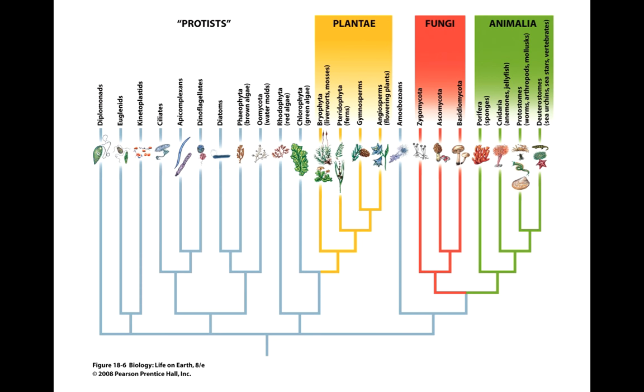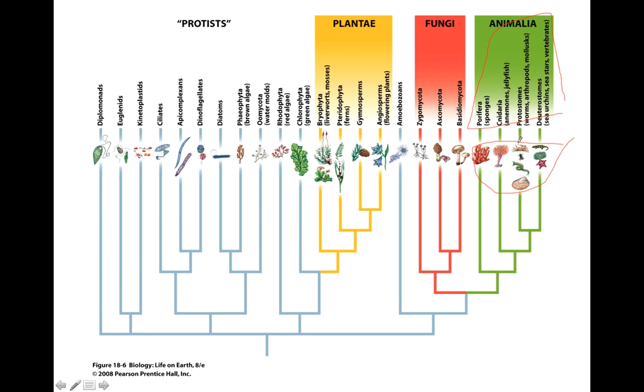Eukaryotes. Here, Plantae, Fungi, Animalia. For example, if you look here, Animalia, all of these are animals, right? And all of these are the one called Porifera, sponges.